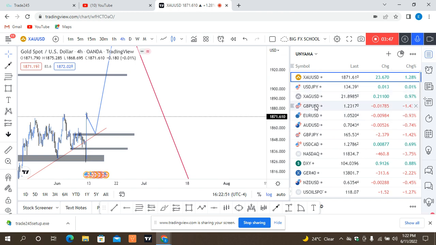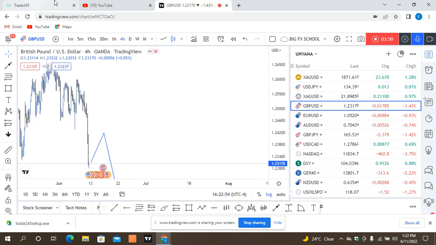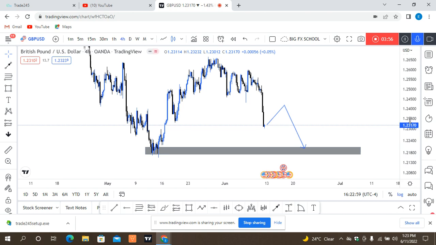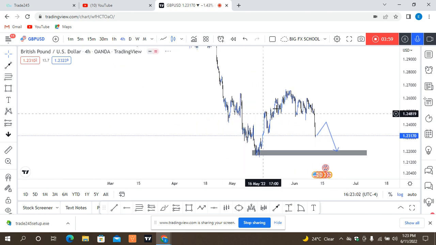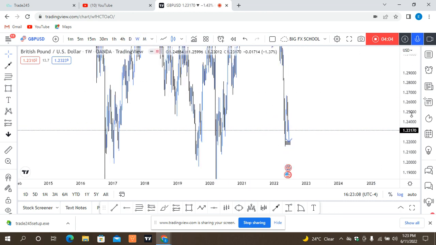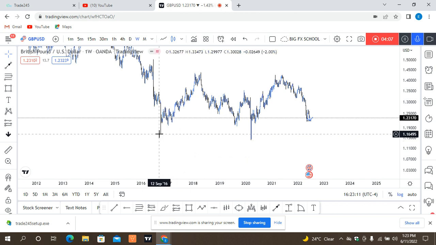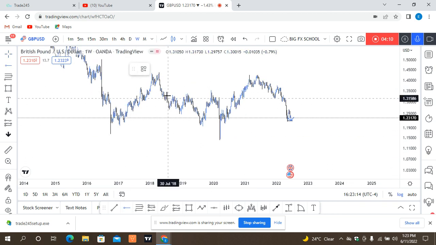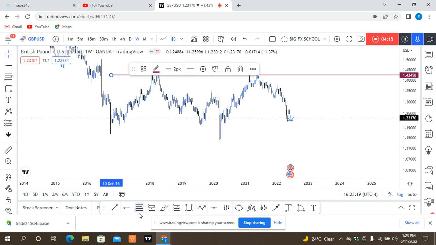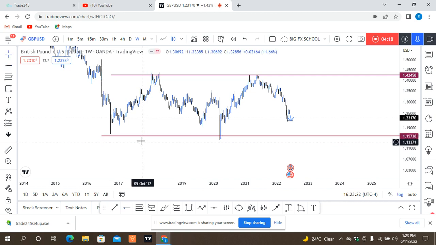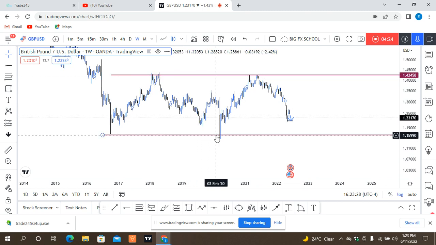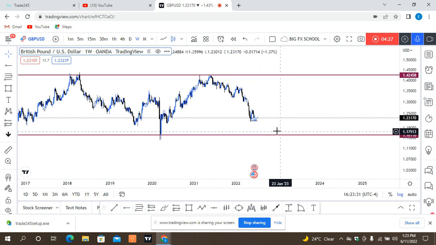Another pair is GU, the pound dollar. It shows me that the market is in a downside move. As you can see in the bigger time frame, we can see the trend. The trend started from this zone up there and ends at that level. So touched here, touched here, touched here, then touched here. So it must come down here.